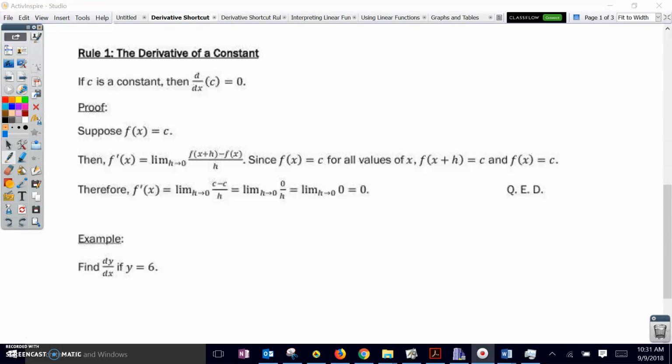But here we go. Our first rule for shortcut for derivative: if we have c as a constant, then the derivative with respect to x of c is 0. And you see the proof written out here.